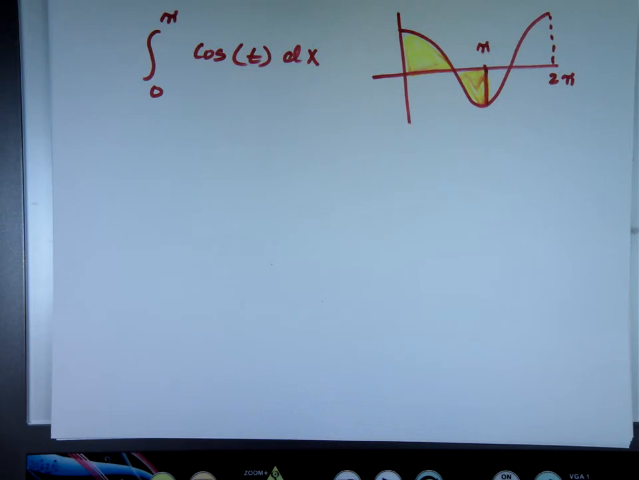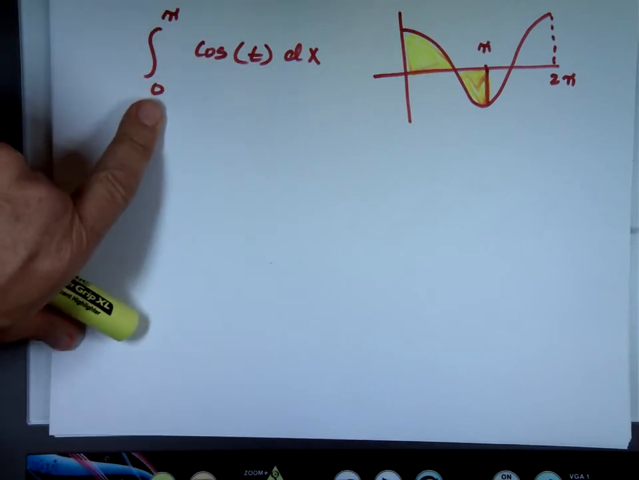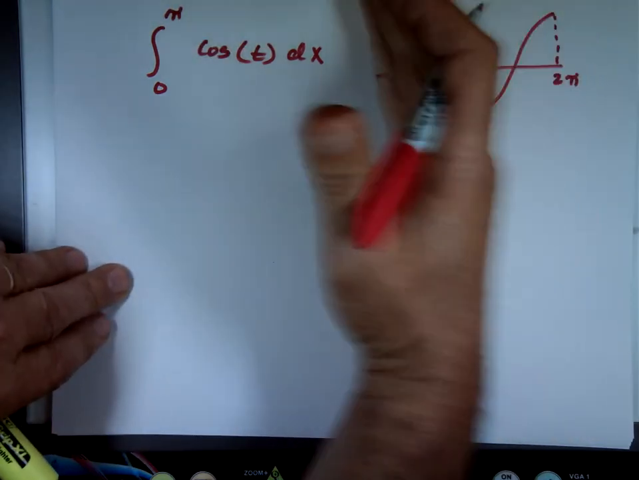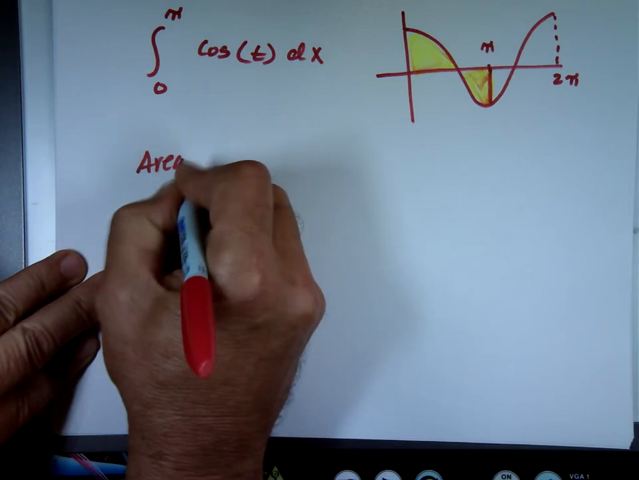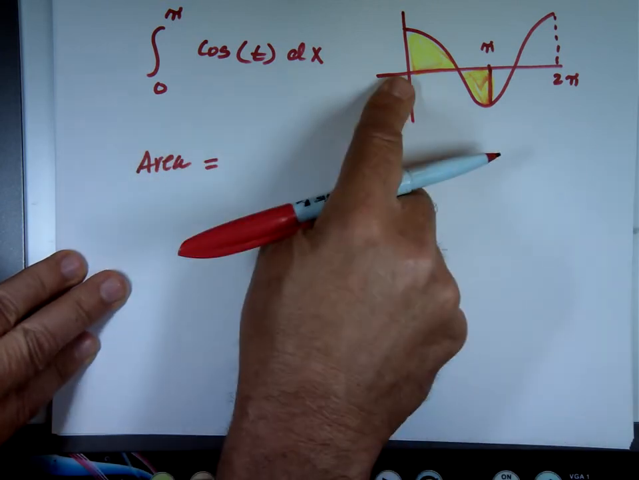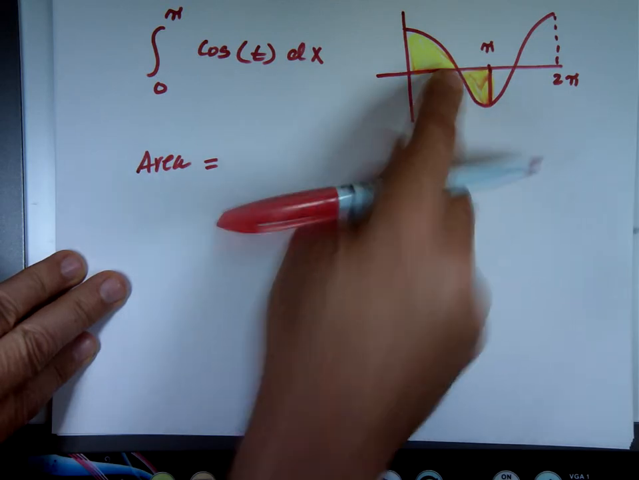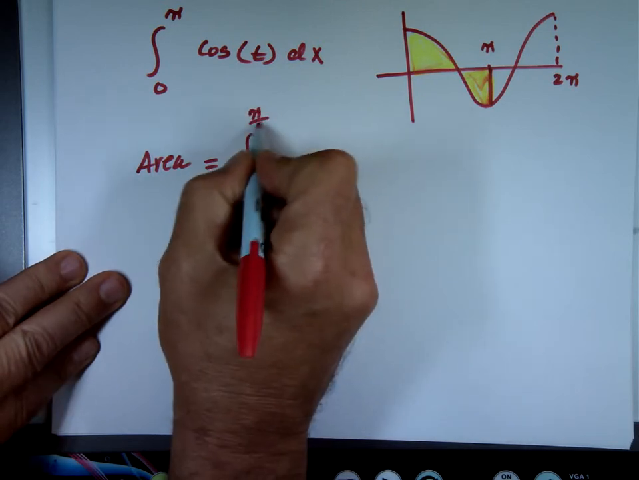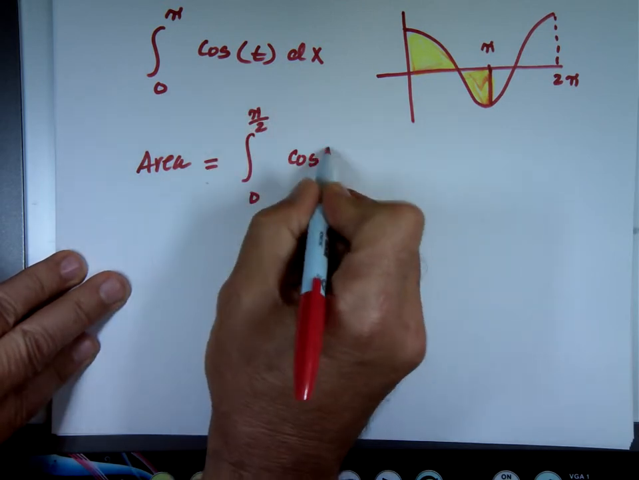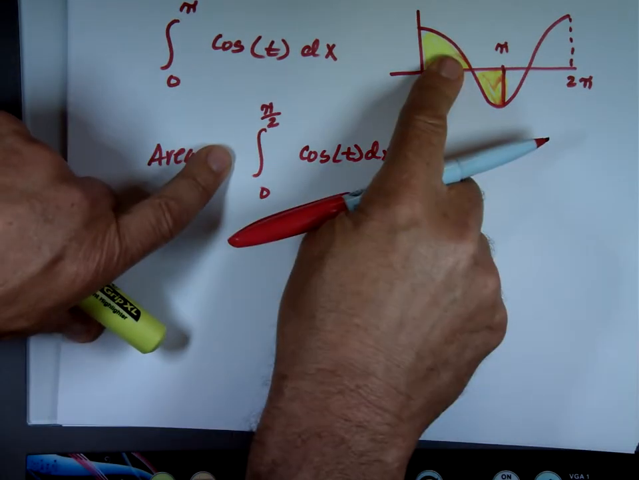But if the problem says find the area between the cosine as x goes, and the x-axis as x goes from 0 to pi, I got to slice it right there. I got to break it down to 2 parts. So if the question says find the area, then I can't go from 0 to pi directly. I got to go 0 to pi over 2. And that's positive. So I don't need the absolute value of that. It's going to be a plus number, so I don't have to put absolute for it.